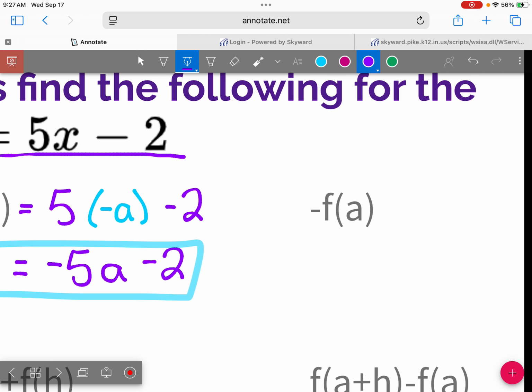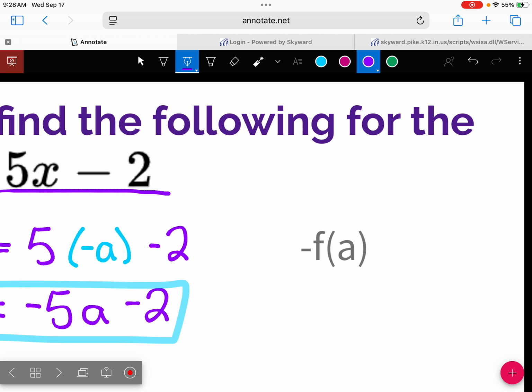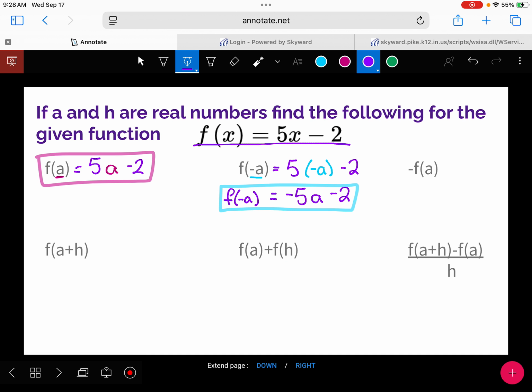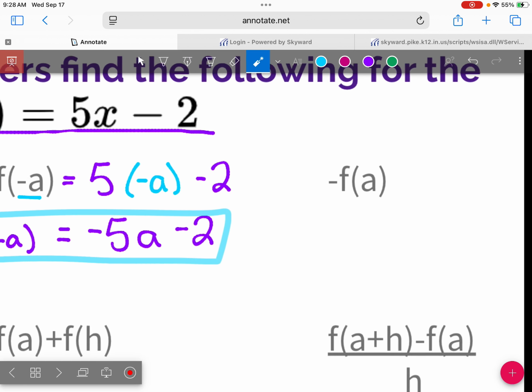What can we do for this third one? Minus f of a. Does it make the entire function? Because what we're doing is we're taking f of a, the whole thing, times negative 1. We actually already know f of a. Oh snap, look at that. So you can either substitute a and times by negative 1, or we can go, oh, wait a second, I know f of a. That's this guy over here.